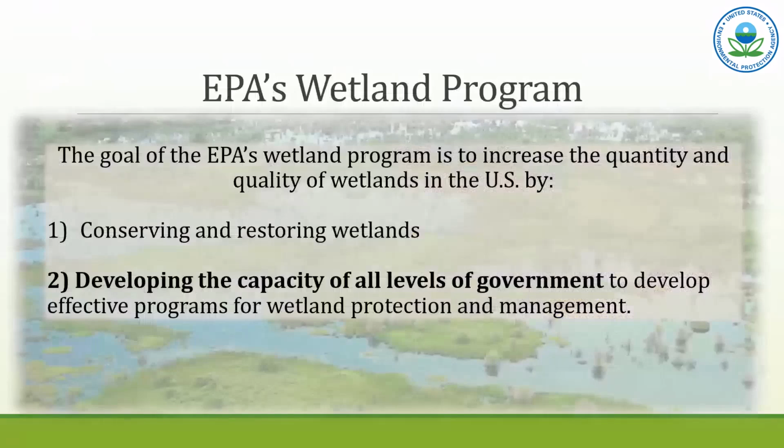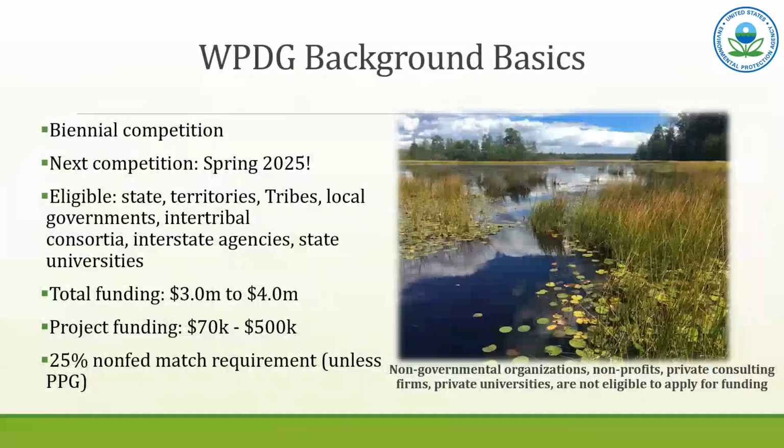This is a competition that happens every other year. So the next one's coming up in the spring of 2015. Any federally recognized tribe or consortium of tribes is eligible to apply for these grants. Typically, we have between $3 and $4 million for the region to allocate for these grants. Project funding typically ranges from around $70,000 to $500,000, depending on what the program is and the application.